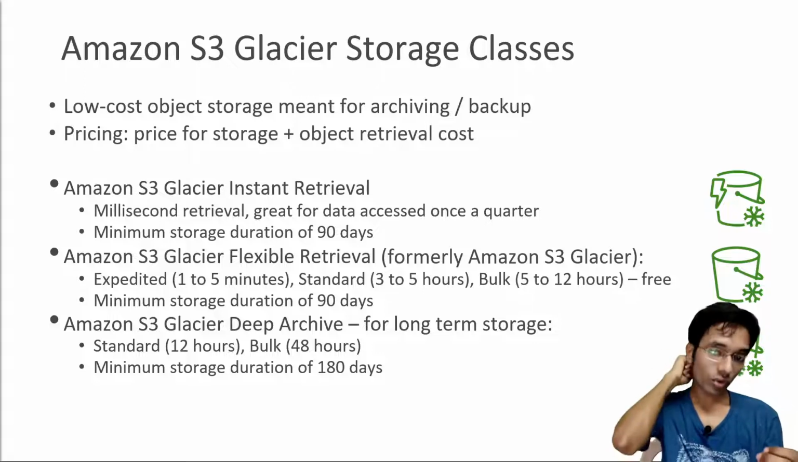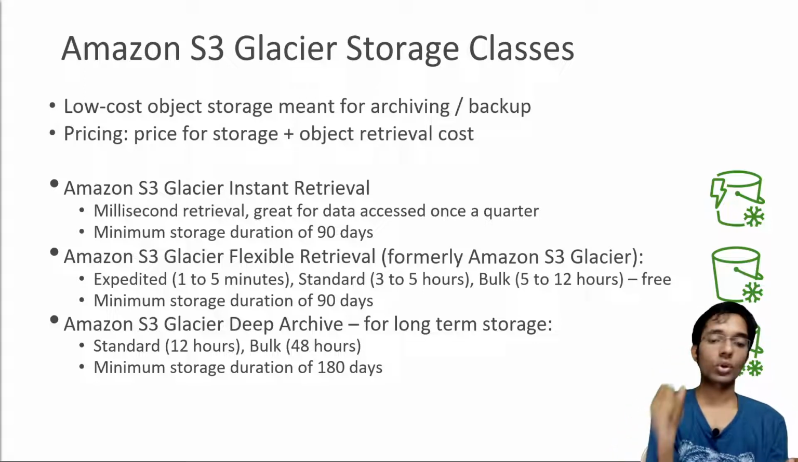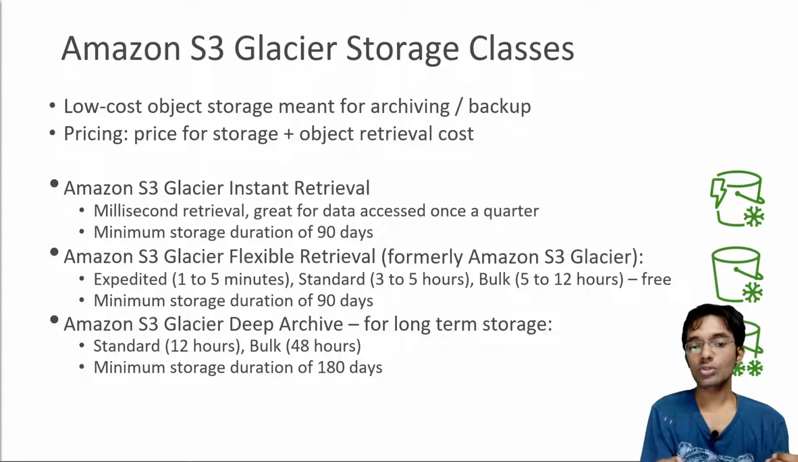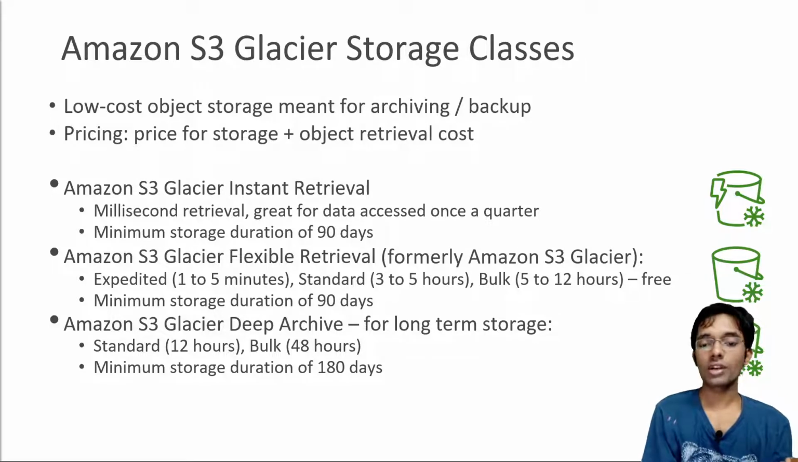For example, for data that's accessed once a quarter, and the minimum storage duration is 90 days. So this is backup, but you need to access it within milliseconds. Then we have the Glacier Flexible Retrieval. It used to be called Amazon S3 Glacier, but then they renamed it. The Amazon Glacier Flexible Retrieval has 3 flexibilities.